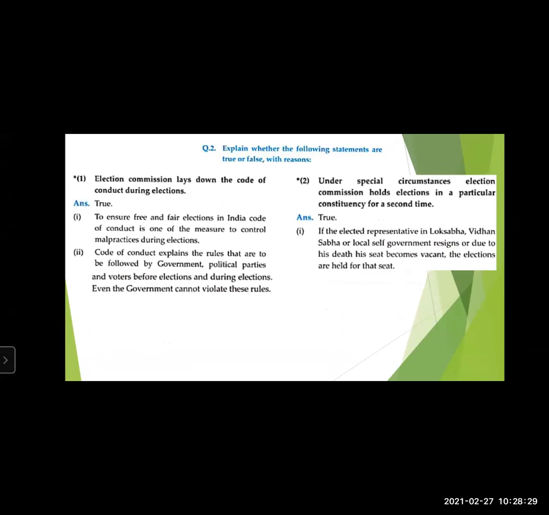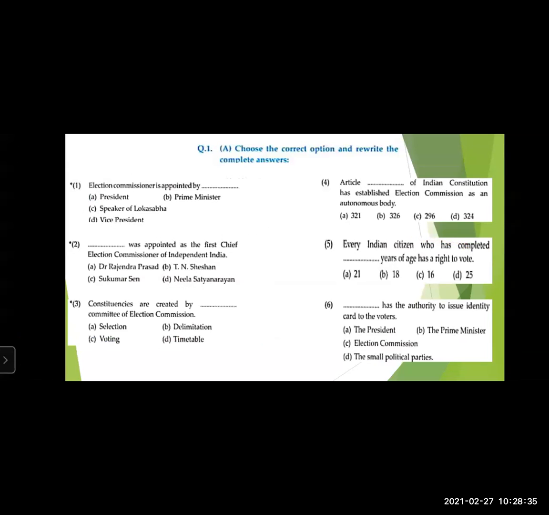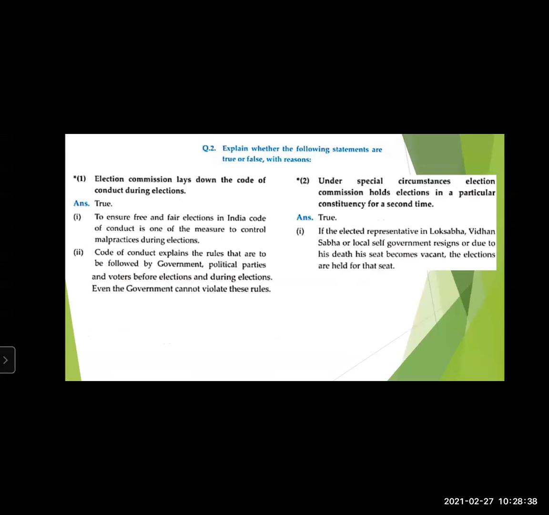The next question is to explain whether the following statements are true or false with reasons. Okay. Now the first one here is: Election Commission lays down the code of conduct during elections. You have to mention whether it is true or false, and then you have to mention the reason as well in points. So the answer is true. Why is it true? The point is, to ensure free and fair elections in India, the code of conduct is one of the measures to control malpractices during elections. The code of conduct explains the rules that are to be followed by the government, political parties, and voters before elections and during elections. Even the government cannot violate these rules.